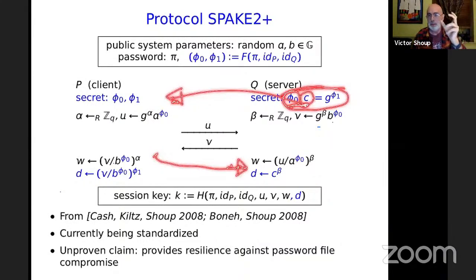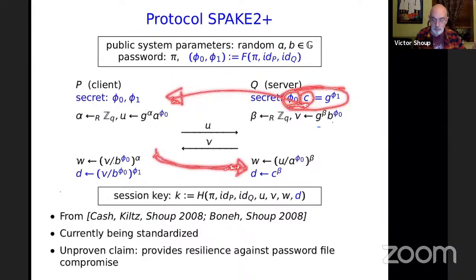So it's a little bit different than how you normally think about these things in the UC framework or in some other security models, right? There's a server, he's running, he's there, and then this password file leaks, but the server is still there and still has clients trying to log into it. And you want to say that it's difficult for the adversary to be able to log in.